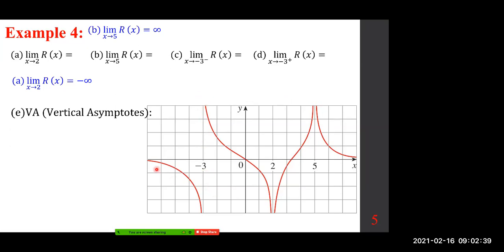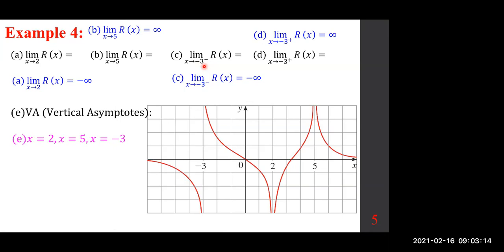Negative 3, from the left, negative infinity. From the right, it shoots up to positive infinity. And according to this, obviously, the vertical asymptotes are: the first one, x equals 2, the second one, x equals 5, and this one, x equals negative 3. I just put them in the order that I received them, but as you're doing it, for example, in WebAssign, they may ask you for a specific order. Okay, class, so you can stick with that.